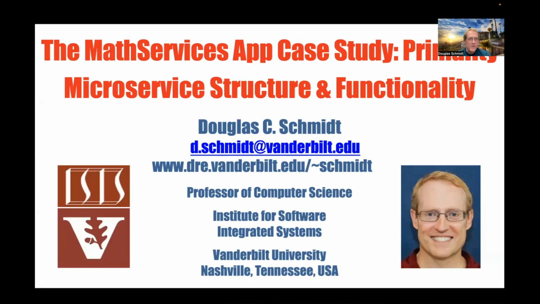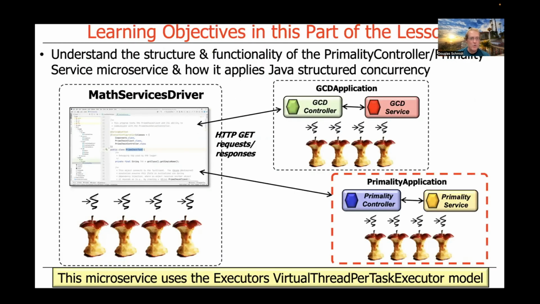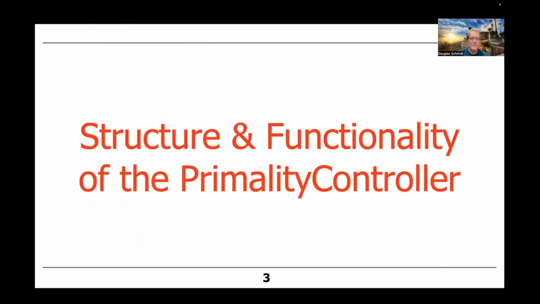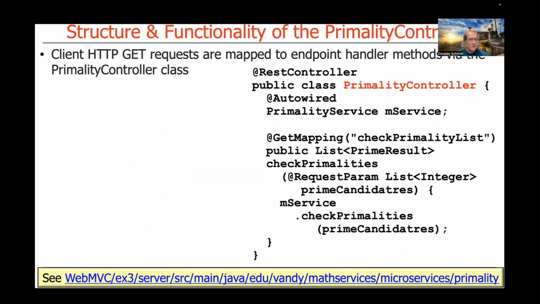So now that I've given an overview of the MathServices app case study, let's focus in on one of its microservices. This is the Primality microservice. And we're going to talk about the structure and functionality of the Primality Controller and the Primality Service that are used to implement this microservice and how this particular approach applies Java structured concurrency. And in fact, we're going to use the Executors VirtualThreadPerTaskExecutor model.